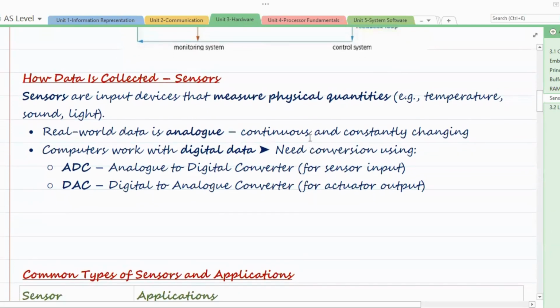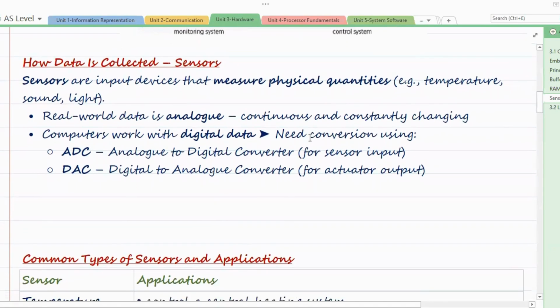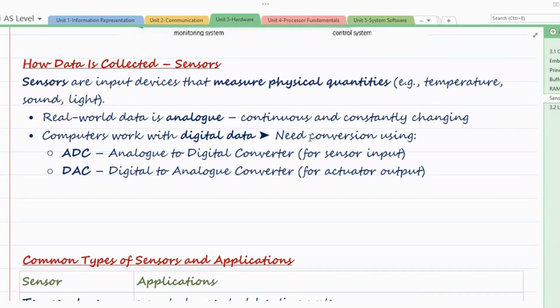Now let's talk about the most important part of these systems: sensors. A sensor is an input device that measures a physical quantity. For example, temperature, sound, light, pressure, humidity. Think about your body for a moment. Your eyes detect light. Your ears detect sound. Your skin detects temperature. In a way, our sense organs act like sensors, right?